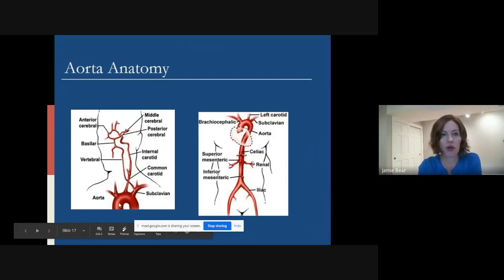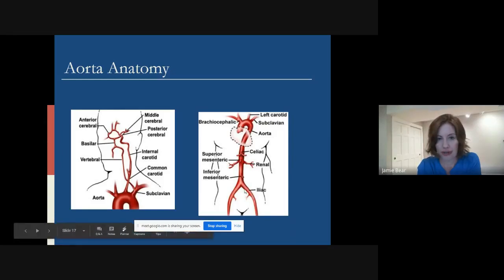Okay, so we have more aortic anatomy here. Here we have the aortic arch. Coming from the right side, it'll start with what's called just the brachiocephalic trunk and go to the right common carotid and right subclavian, or on the left side, it goes right to the left common carotid and the left subclavian.